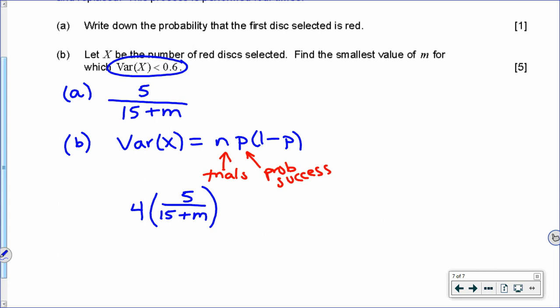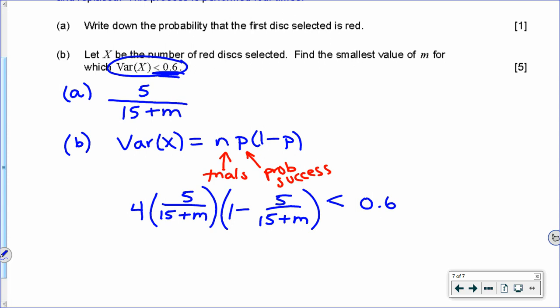And then the probability of failure, or the rest of the probability, would be 1 minus that result, and this would have to be less than 0.6. I'm just reading that from the question. So we're supposed to be solving this inequality for M to try to find the smallest value of M for which this variance comes out to less than 0.6. We don't even need to understand what that means, but we do need to work out the algebra here, which can be a little bit hairy.